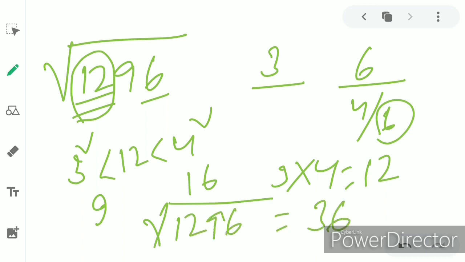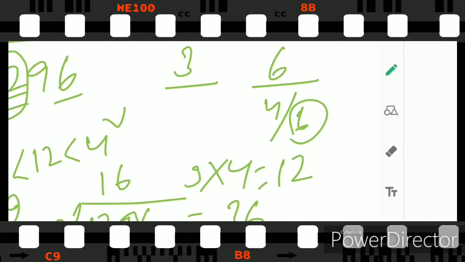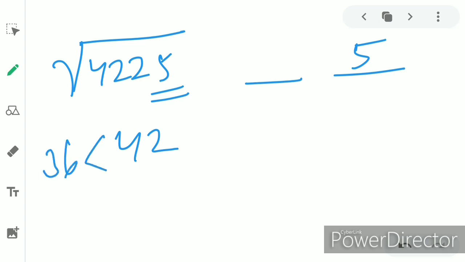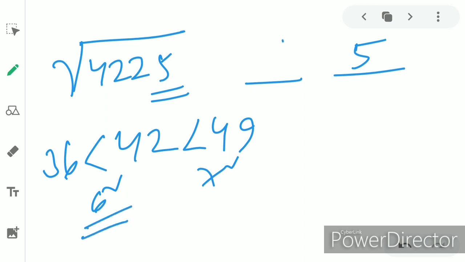Okay. Now take one more example ending with 5. Say 4225. Since it has 4 digits, the square root will have 2 places. Now it is ending with 5, so directly you can write the units place as 5. Now for the tens place, 42 lies between 36 and 49, that is 6 square and 7 square. So the smaller is 6. Therefore take the tens place as 6. Therefore square root of 4225 is 65.